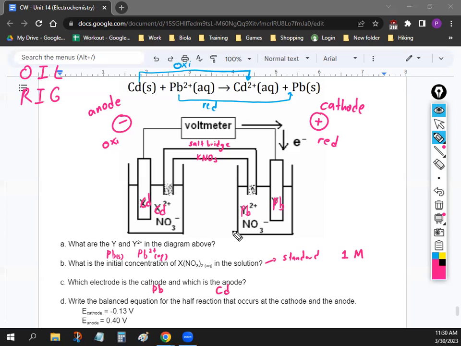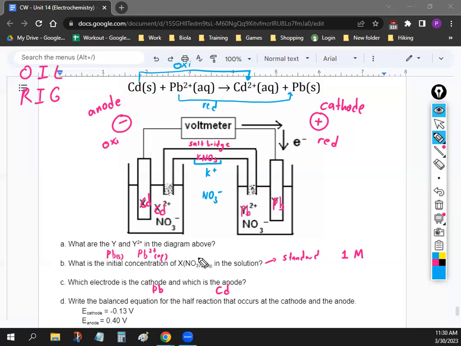All right, so let's go back to the salt bridge. Now that we have all this info, let's talk about what moves in the salt bridge. We want to take a look at what the salt bridge is made out of. The salt bridge is made out of KNO3, and the ions are K+ and NO3-, right?